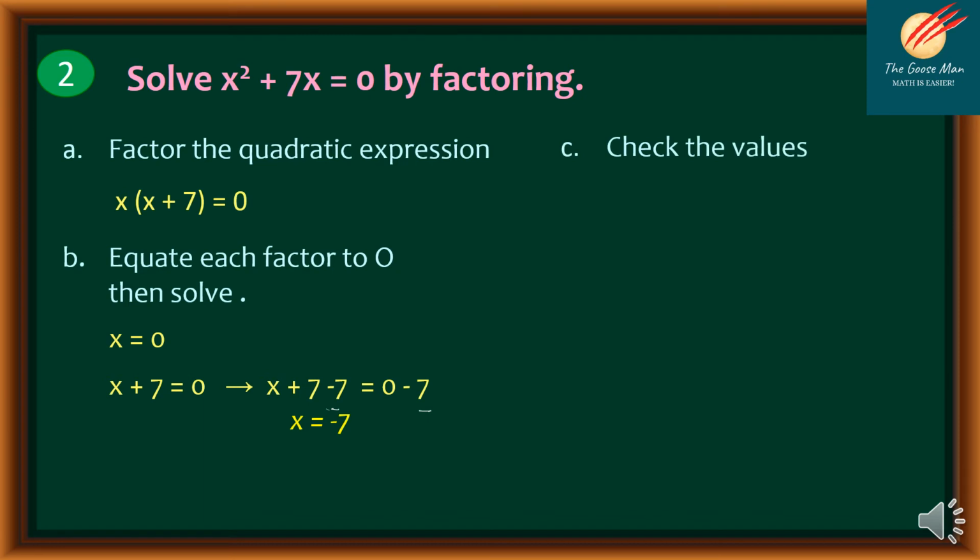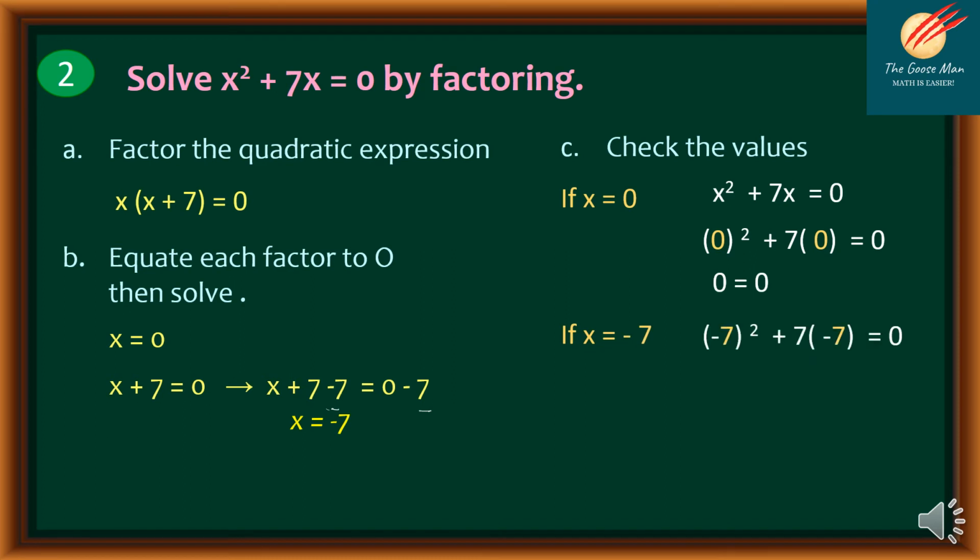Next, let's check whether the values will satisfy the given equation. If x is equal to 0, naturally all x's will become 0. So you have 0 squared plus 7 times 0 is equal to 0. On the other hand, if x is equal to negative 7, again take note that all x's will become negative 7.